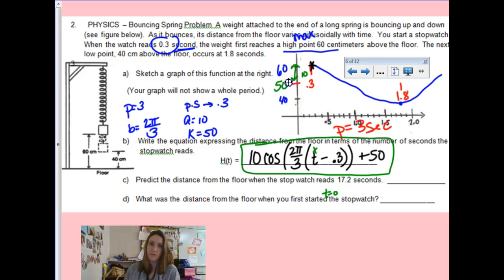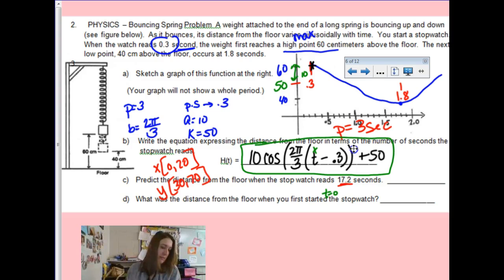So what I would suggest is that before you even bother looking at the graph, you change your window to be appropriate for the problem here. It wants your first prediction to go all the way out to 17.2 seconds. So for your x's, I would go from like 0 to 20. And then if you want, you could zoom trig and see if that works for a window. Otherwise, your y's are pretty obvious, because they toggle between 40 and 60. So if you want to go a little above and below, you can go 30 to 70. That's what I would do. So it's up to you.